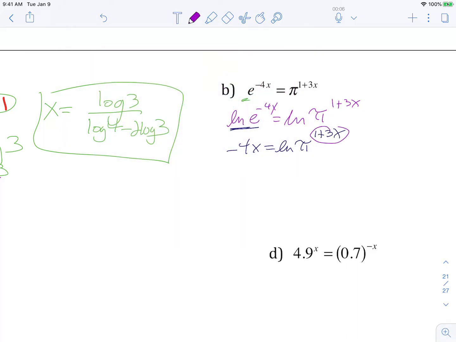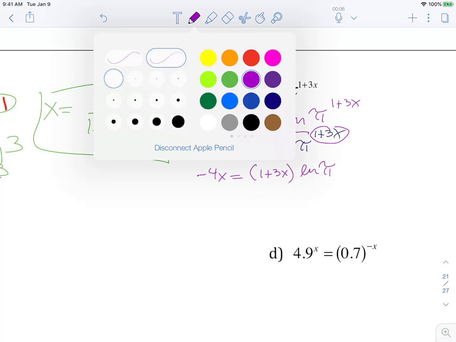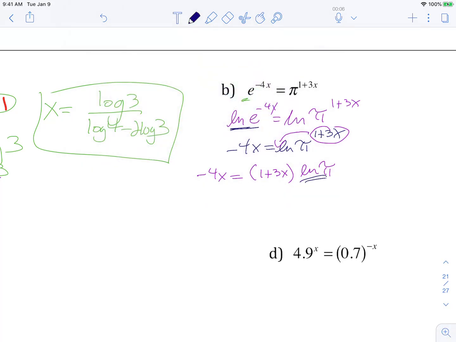And the true power of logarithms lies right here. I'm going to take this and move it to the front. So negative 4x is equal to (1 plus 3x) times the natural log of pi. Believe it or not, natural log of pi is just a number, so don't get freaked out by that. It could be 4, it could be 5, it could be anything. It's a natural log of pi. That's a number, so don't get worried about that. So I'm going to distribute that to each of these terms. So negative 4x is equal to natural log of pi plus 3x natural log of pi.